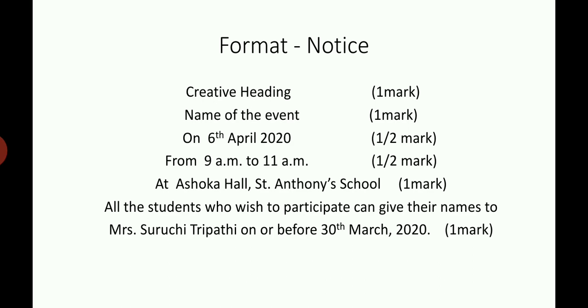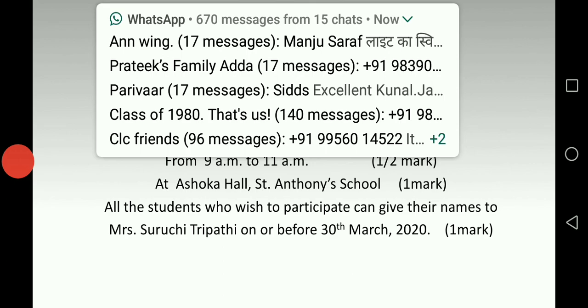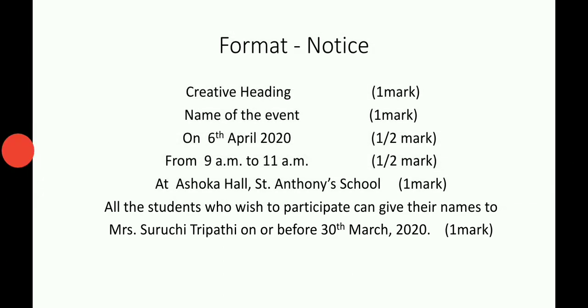Next we come to at. This means the venue where the event is going to be held. So it consists of 2 things, the small venue and the bigger venue. For example, Ashoka Hall. Next would be, comma, St. Anthony's School. Or you can even write Hall 1, Hall 2, Hall 3, comma, Dr. VSPS. That carries 1 mark.